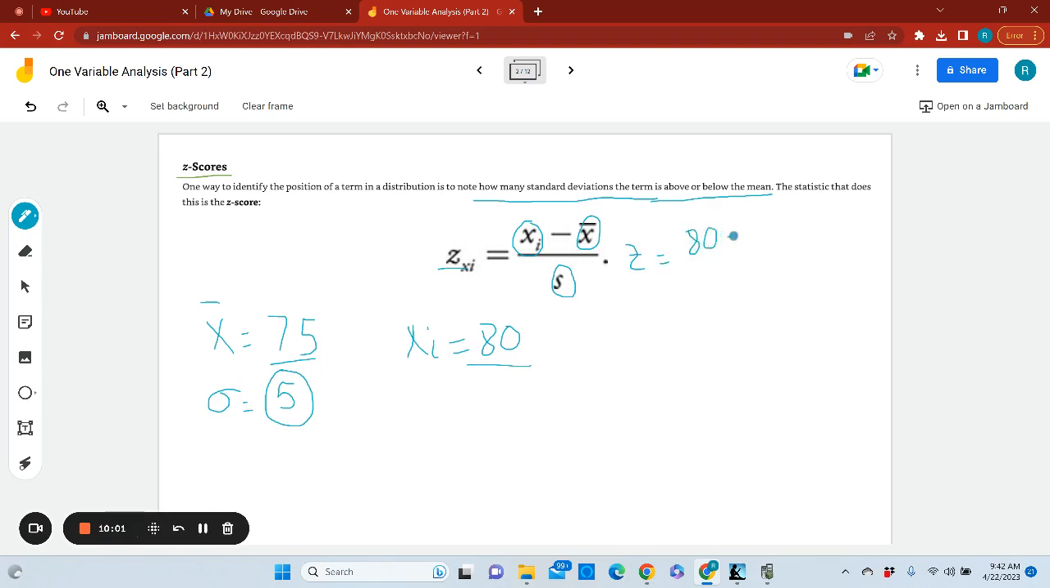And substituting into this formula, we can see z is equal to 80 minus 75 divided by 5. 80 minus 75 is 5, divided by 5, and 5 divided by 5 is 1. So in this particular data set, if I had a score of an 80, I'm 5 points above average. A standard deviation happens to be 5 points in this data set, so I am 1 standard deviation above average.